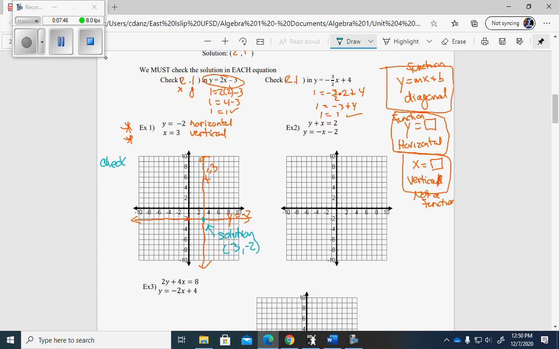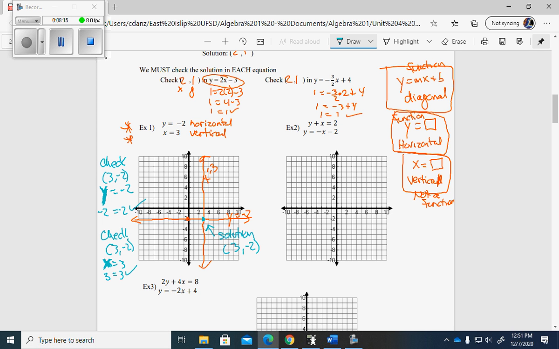If I want to check the point (3, -2) in the first equation that says y equals -2, all I have to do is replace this y with the appropriate number. I'd have to replace it with a -2, so it automatically checks. And then if I want to check the point (3, -2) in the second equation, I just have to replace this x with the appropriate number, which happens to be 3, and it automatically checks.